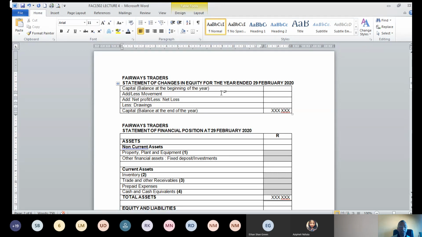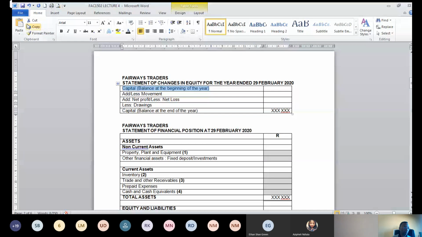The reason why we are doing this statement is to show how the capital has changed from the beginning of the year to the end of the year. We want to know what is the value of capital at the beginning of the year and what is the value of capital at the end of the financial year. So your statement of changes in equity starts with capital, the balance at the beginning of the year.